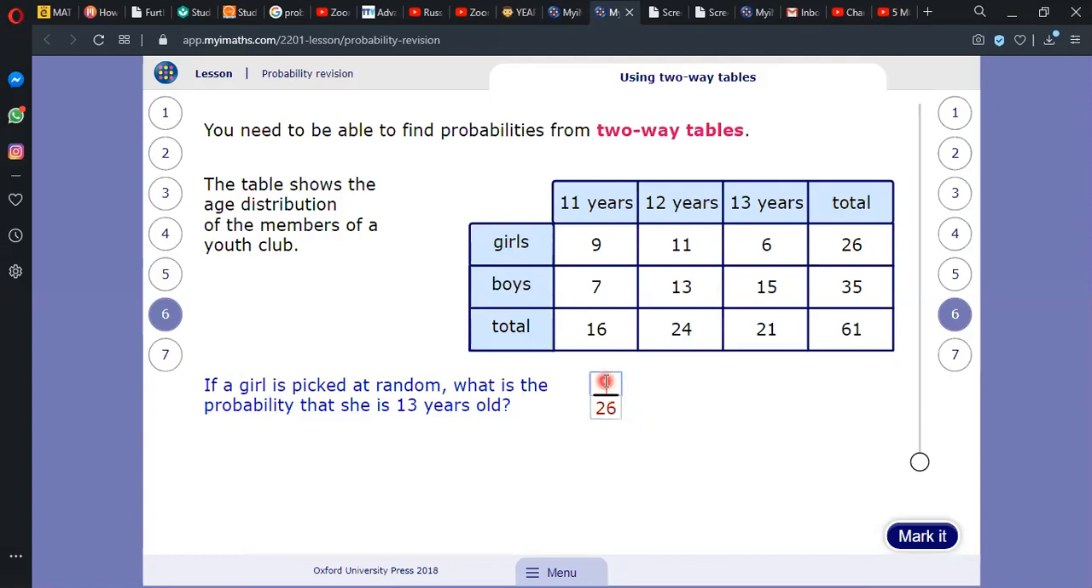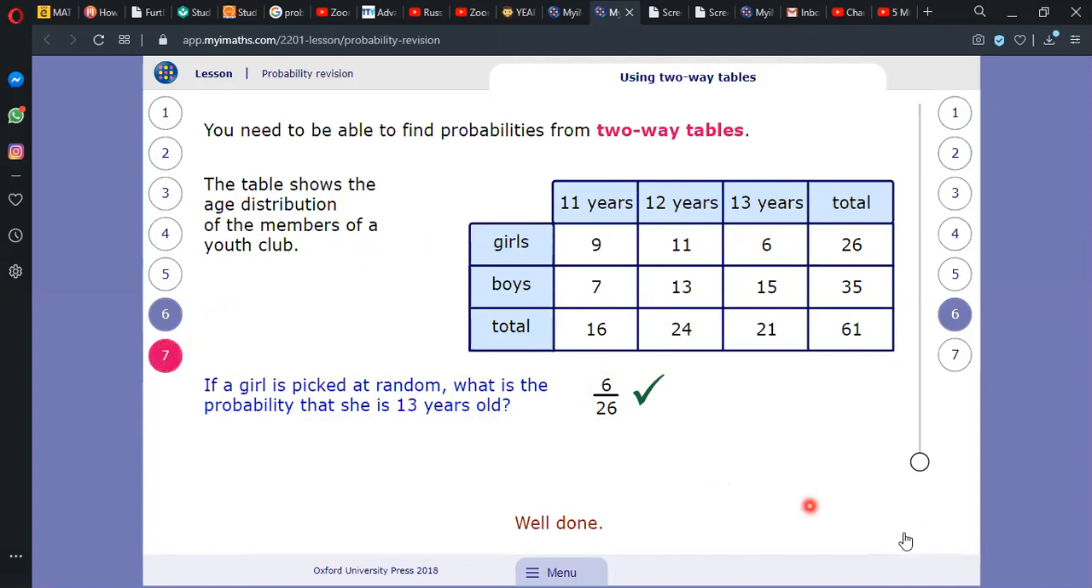And then we want the probability that she is 13 years old. So I'm going to go to 13 years. How many girls are 13 years? That is 6. So you have 6 over 26, and that is correct. Well done, guys. So that is how that goes.